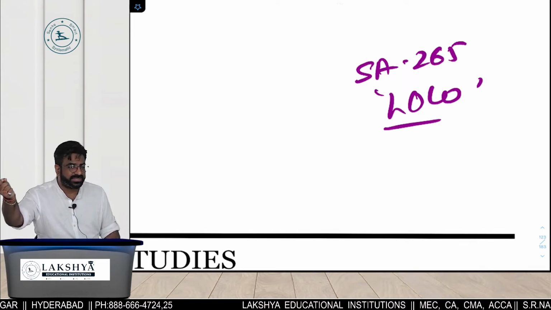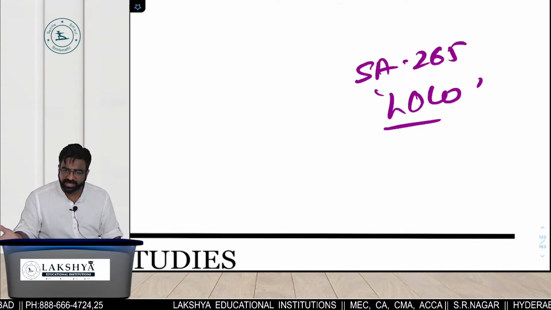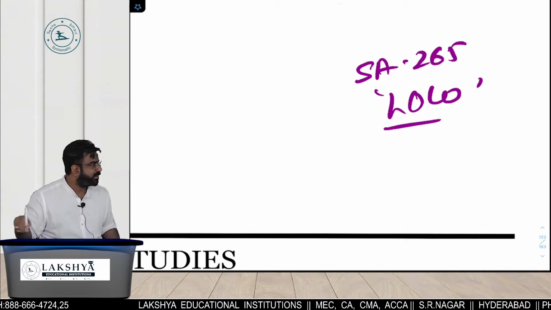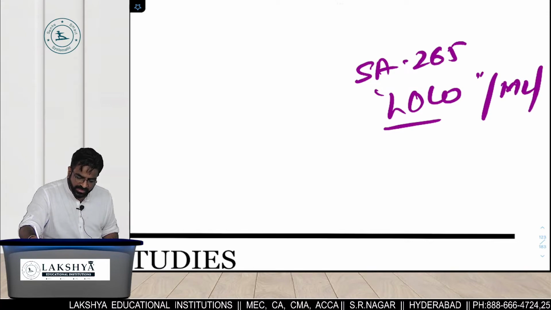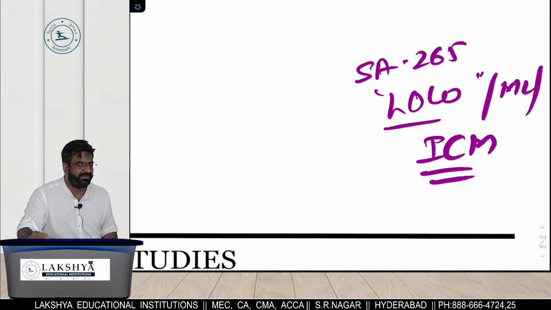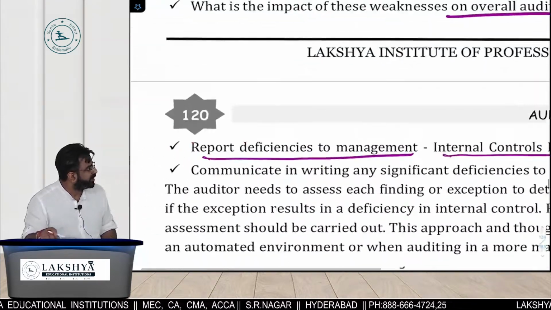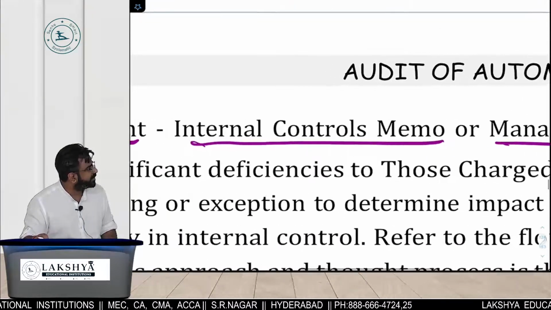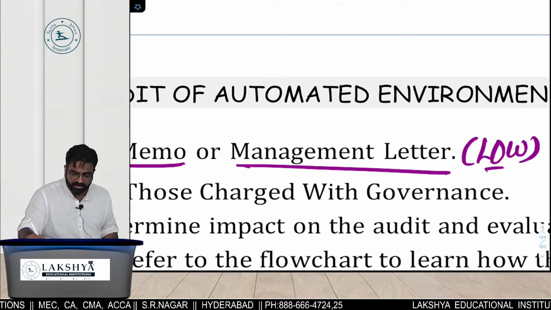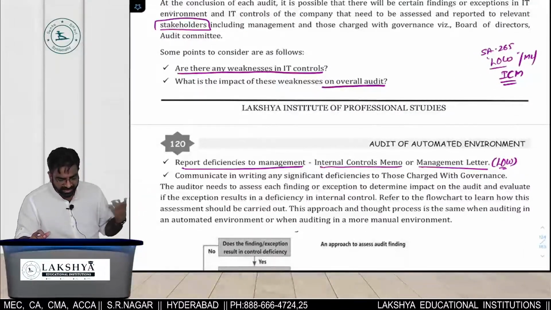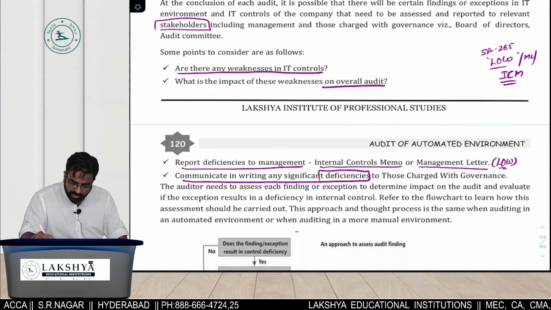Who is TCWG? Those bringing to their notice the strengths or weaknesses of their internal control system, so that corrective measures can be taken. We call it the management letter. This is also known as the management letter. It is also known as internal control memo, ICM. What is ICM? That is the third point. Report deficiencies to the management via internal controls memo and management letter. So if you write LOW in brackets, you will be able to understand what 265 is. But anyways, you have it in CA final. Communicate in writing any significant deficiencies to whom?